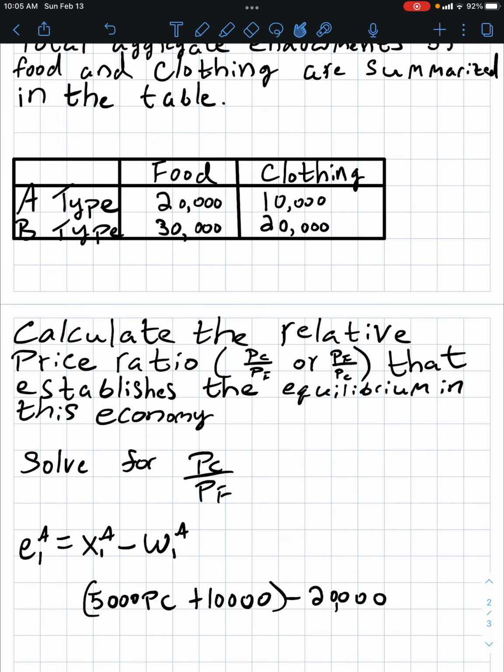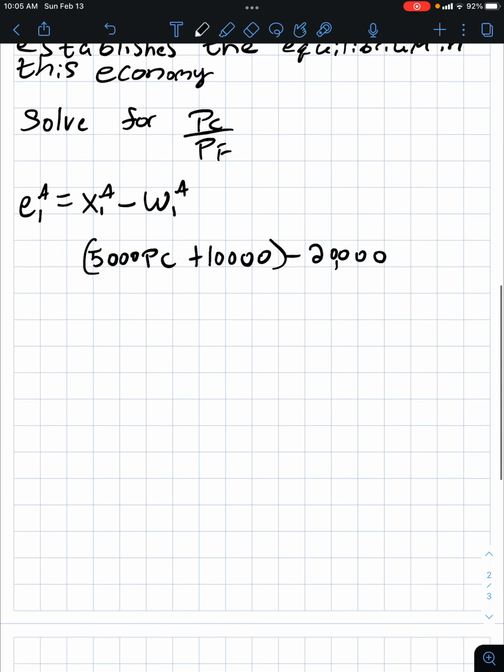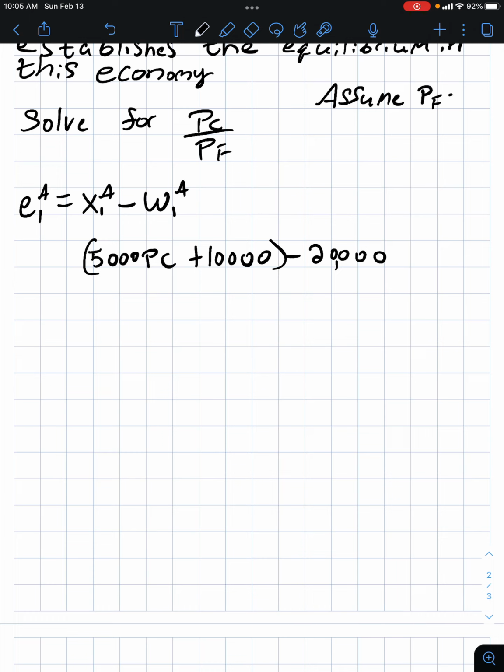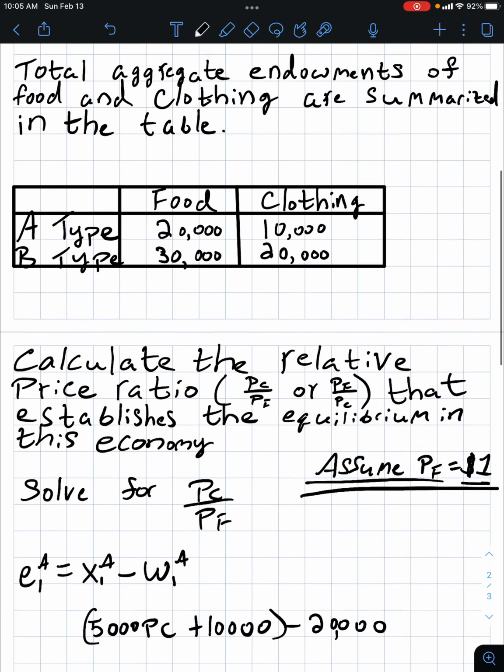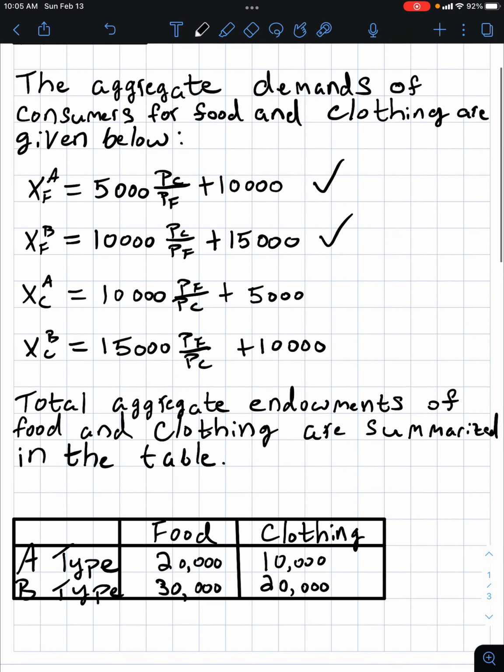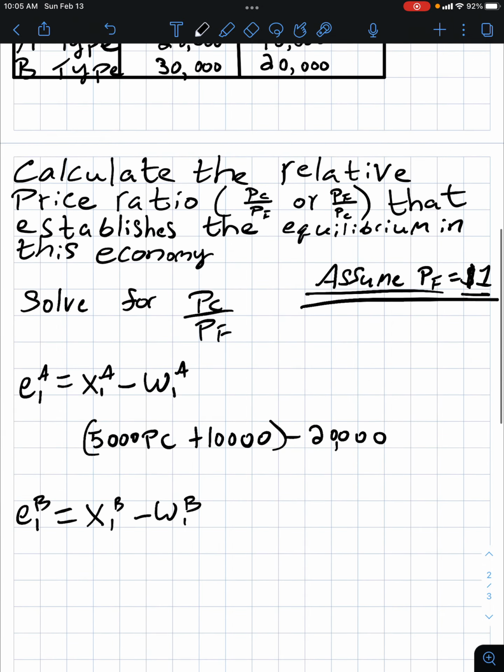Now, why did we use the endowment for food? Because we are solving for PC, and also, we are assuming that the price PF is going to be equal to 1. So this is E_1^A, and then now we need to solve for E_1^B, which is going to be equal to X_1^B minus W_1^B. And what is X_1^B? Well, that's going to be our second aggregate demand equation.